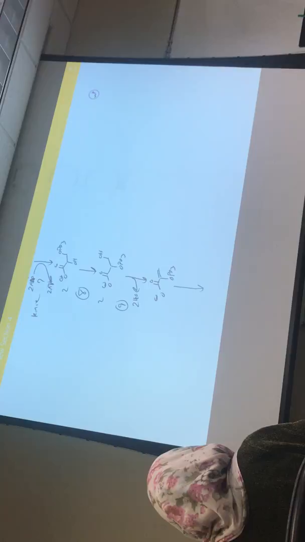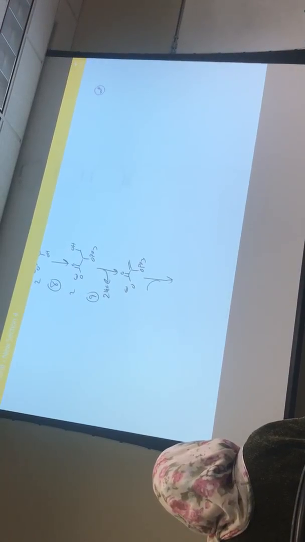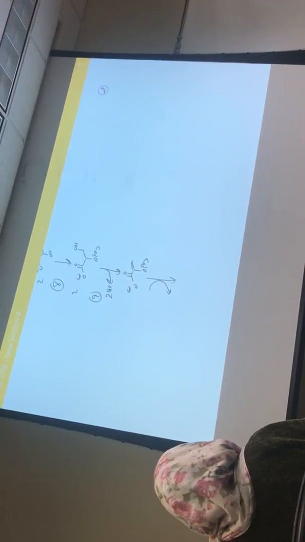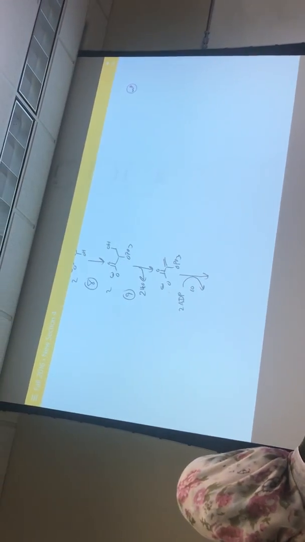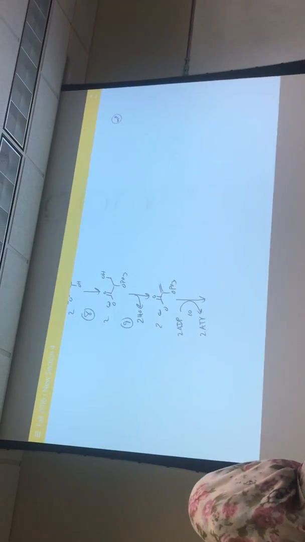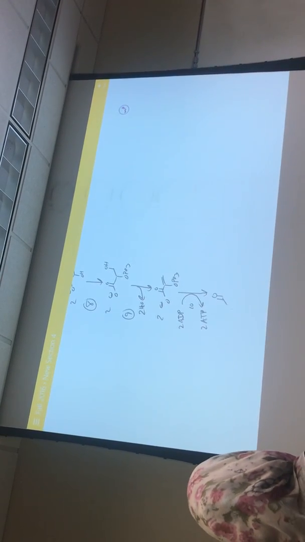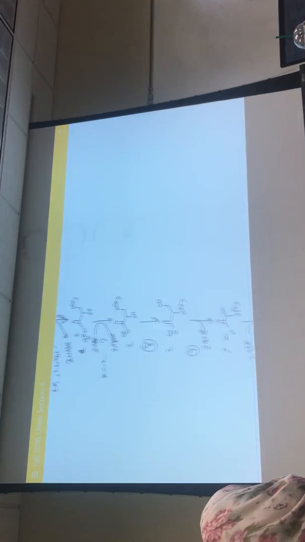Last step is the major one, right, that drives pretty much all this, step 10. 2 ADPs brings that to 2 ATPs. And we get now pyruvate. Alright. So we see those different pathways for this.